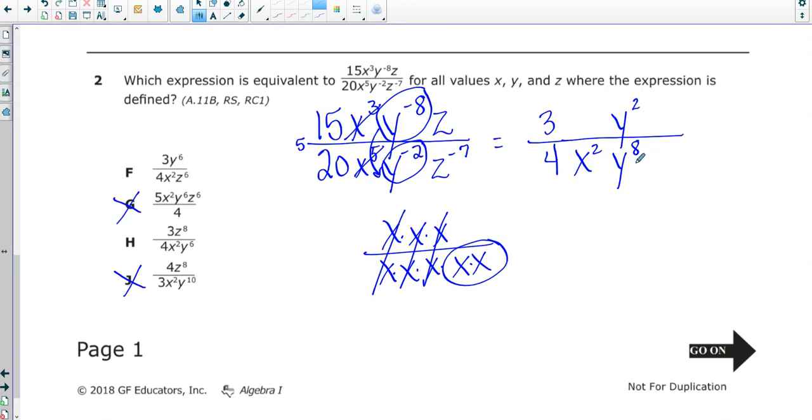Now here you can already simplify it. So this 8 becomes a 6, and then z over z to the -7th, this actually goes to the top, and this becomes a +7, and right here you would add the exponents, so it's z to the 8th power, and as you can see, the best answer here is letter H. Raise your hand if you got it right.